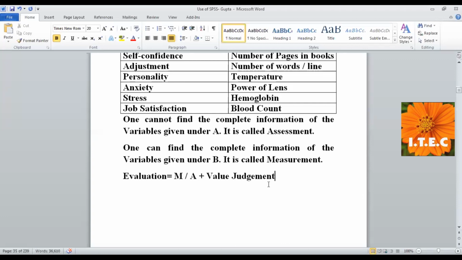The doctor does the evaluation. The teacher does the evaluation. The teacher says your answer is correct. That means you know it. The teacher says your answer is wrong. That means you don't know it.